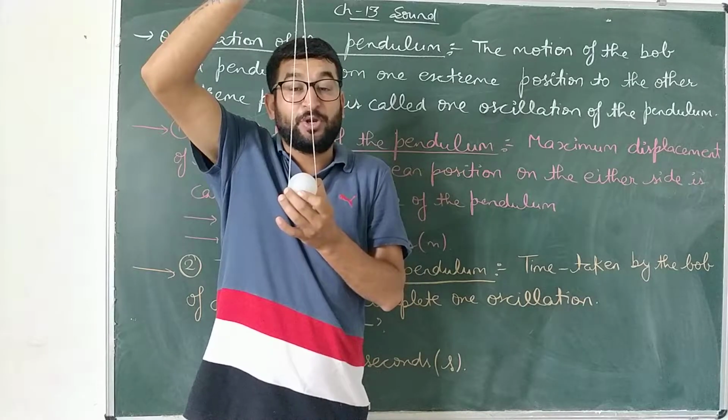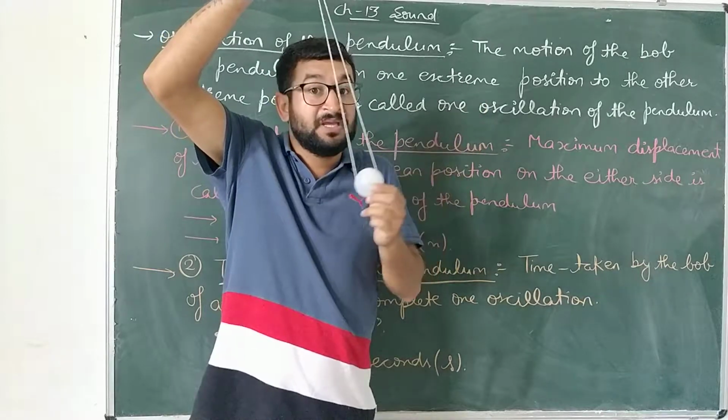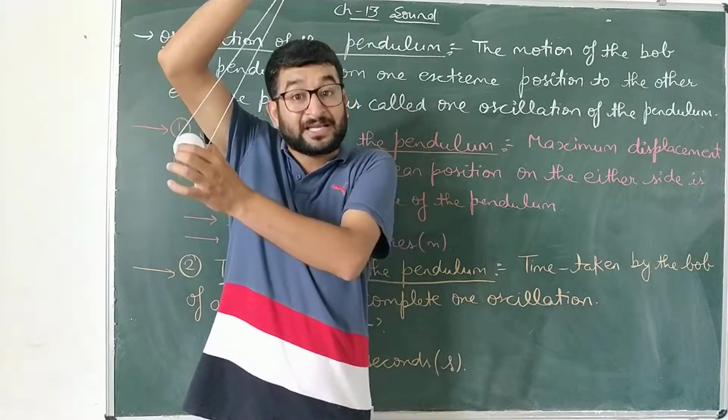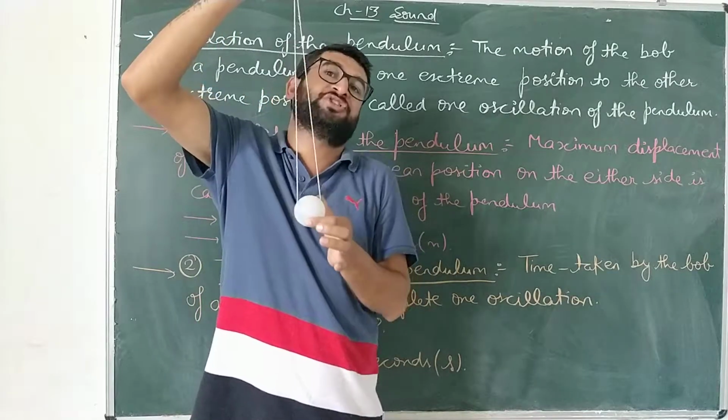एक ऑसिलेशन कब पूरी होगी बच्चे? जब ये एक मीन से एक एक्सट्रीम पर जाए, रिटर्न बैक टू द मीन पोजीशन, then goes to the other extreme and then return back. This is complete one oscillation.